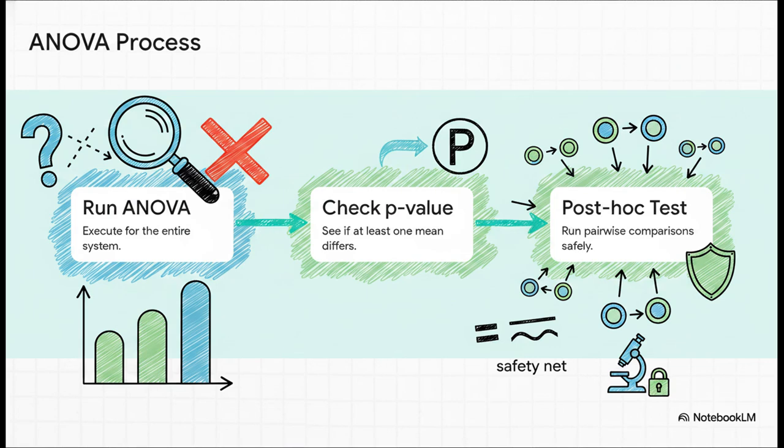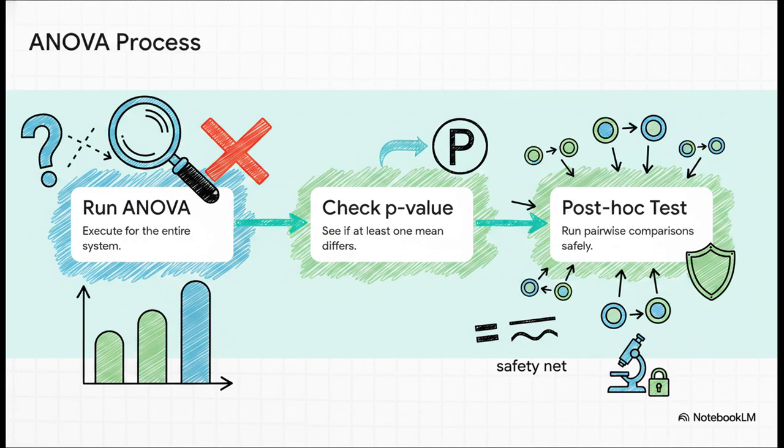If the ANOVA yields a statistically significant result, it only proves that at least one group mean is different. It doesn't specify which exact pairs differ. So, is the high dose different from the placebo? Or is the high dose different from the low dose? To find out, we must follow these steps and deploy post hoc pairwise comparison tests to pinpoint exactly where the difference is. A great example is the Tukey honest significant difference test.